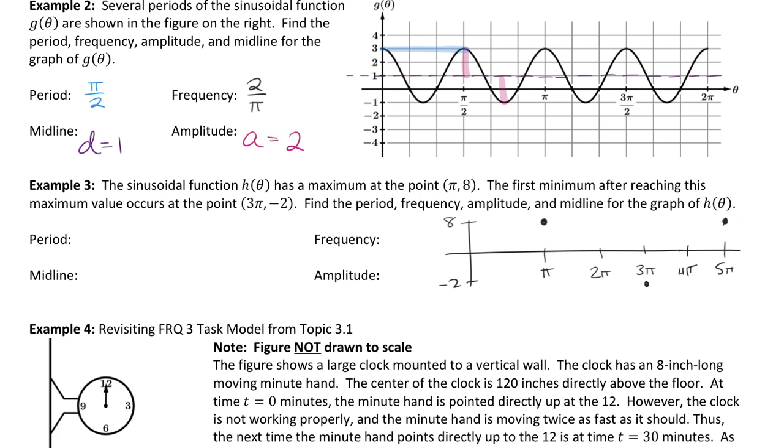The reason I want this information is because now I can answer all of the questions. Let's go with maybe what would be the easiest for you guys right now. What is the period of this function? 4 pi. How long did it take for me to go from maximum to maximum? We started at pi. We ended at 5 pi. So that was 4 pi's. That was my period, by the way.